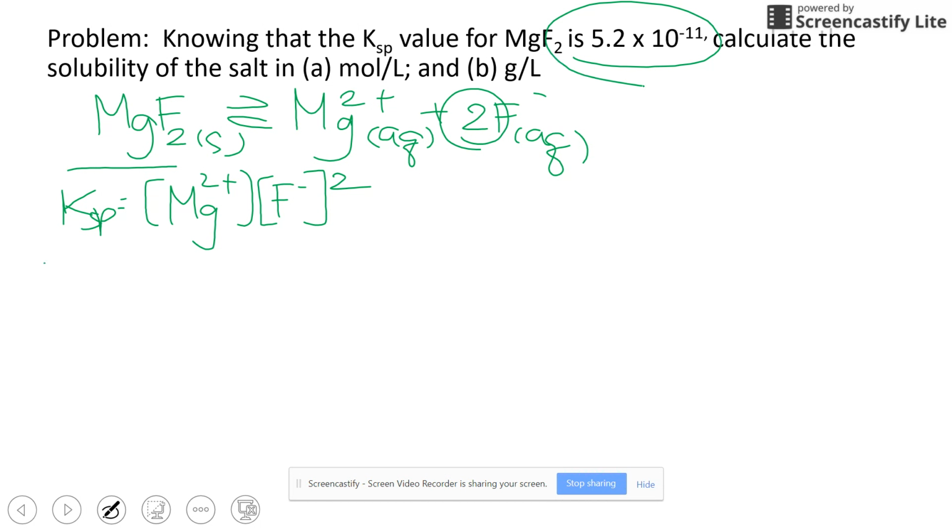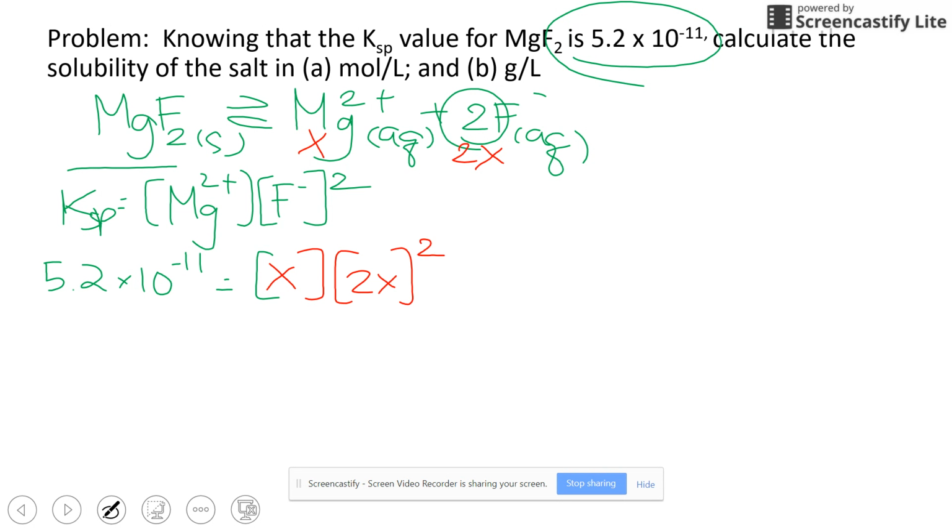Plug in the KSP value. You have 5.2 times 10 to the negative 11, which is equal to, let's say the concentration of magnesium is X, of fluoride is going to be 2X. So magnesium is X, the fluoride is 2X, and then you have to square it still. So you have 5.2 times 10 to the negative 11 equals 4, because 2 squared is 4, times X squared times X, which is X cubed.